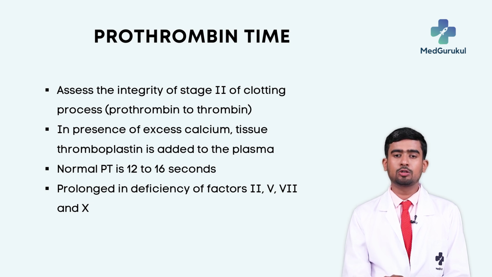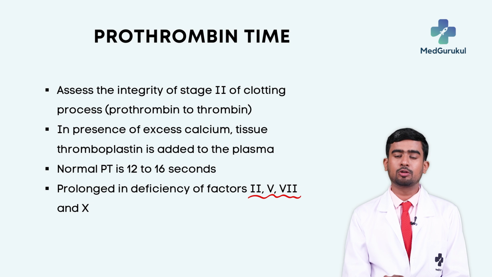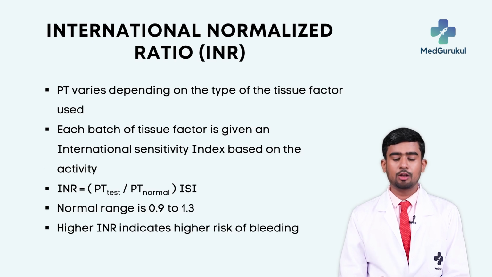As we know, the tissue thromboplastin or the tissue factor is involved in the extrinsic pathway of coagulation. This prothrombin time assesses the extrinsic pathway of coagulation, and it will be prolonged in case of deficiency of factors which are involved in the extrinsic pathway. So, the prothrombin time is prolonged in the deficiency of factors 2, 5, 7 and 10 which are specific to the extrinsic pathway. Now, coming to the international normalized ratio, that is INR.